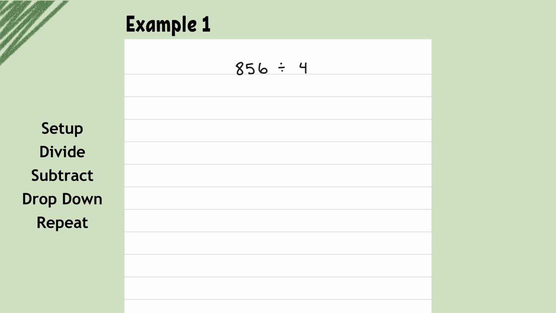Here we have 856 divided by 4. The first number is going to go in, the second number is going to go out. So I'm going to say it again. The first number is going to go inside of the division bar, and the second number is going to go outside of the division bar. The number on the outside is called our divisor, and the number on the inside is called our dividend.